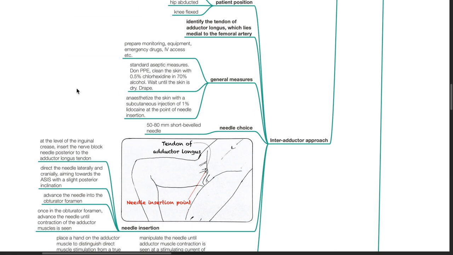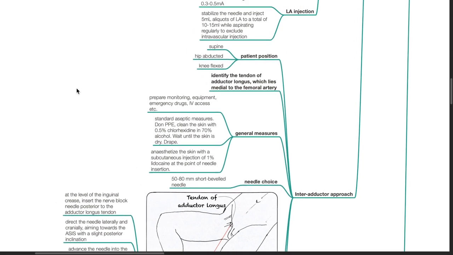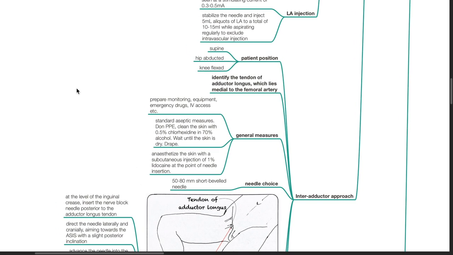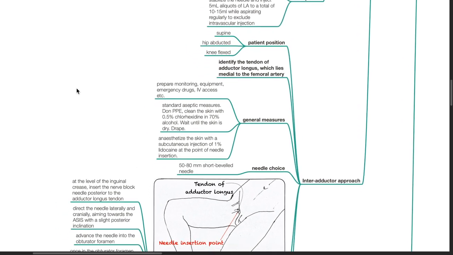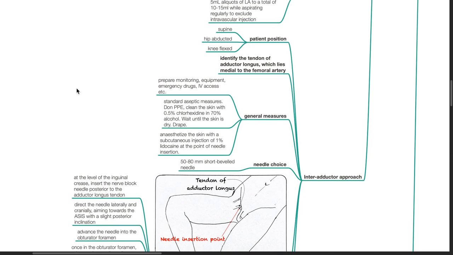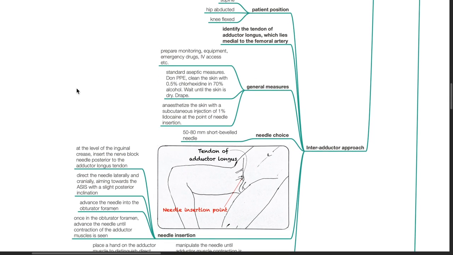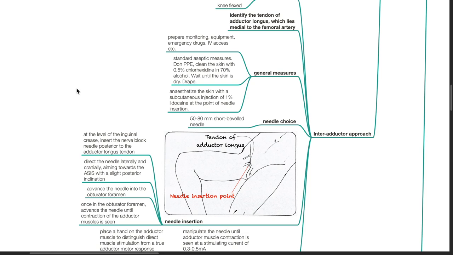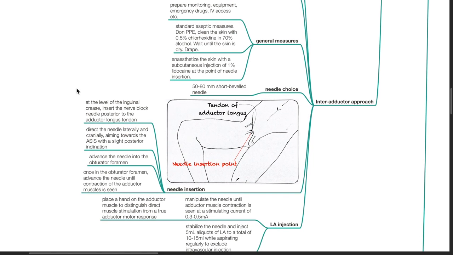Interadductor approach. The patient is positioned supine with the hip abducted and knee flexed. Identify the tendon of the adductor longus, which lies medial to the femoral artery. General measures as described above. Needle of choice is a 50 to 80 mm short beveled insulated needle.